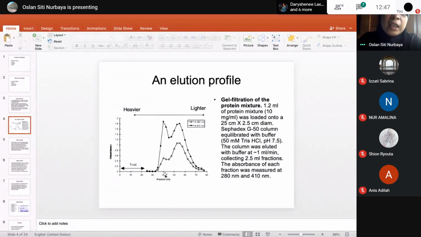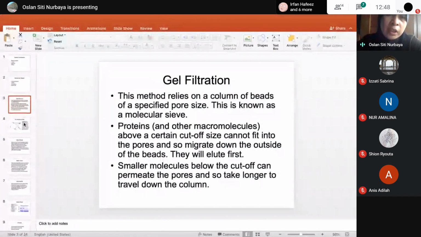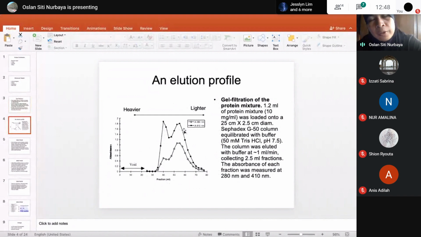Okay, this is where you decide. Either you want to take 40 to 60 or you just want to take 50 to 60, only this part. This is the part where you know the size of your protein. We are referring to the peak also, but we also consider that if you take from 40 to 60, then you know that all of them are really your protein. But this is gel filtration, right? The bigger protein will be eluted first, and then the lighter protein will be eluted later.